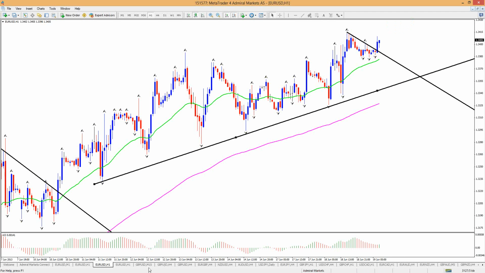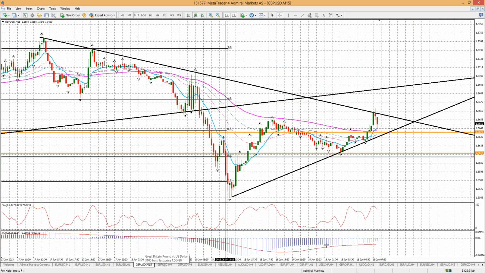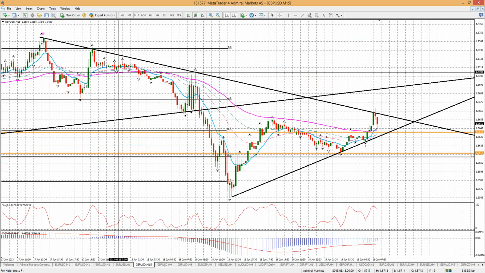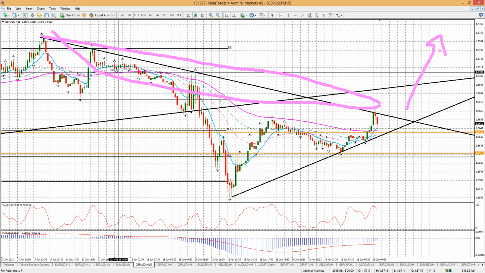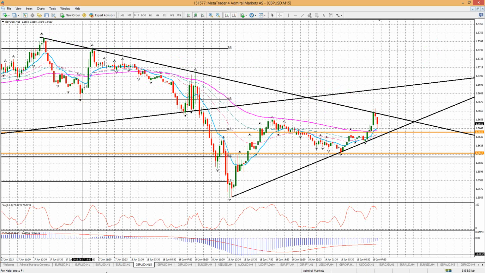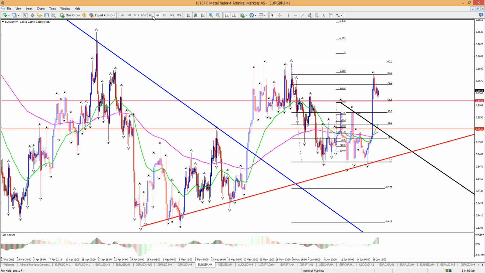For example, let me see what the pound is doing now. Take a look at the pound, because the pound has a clearer structure. It has a clear trend line, and a break of that trend line would be a good indication of a continuation of the uptrend. I like the pound in that regard. It has a nice structure. Let me take a look at the euro pound to see what's happening there.